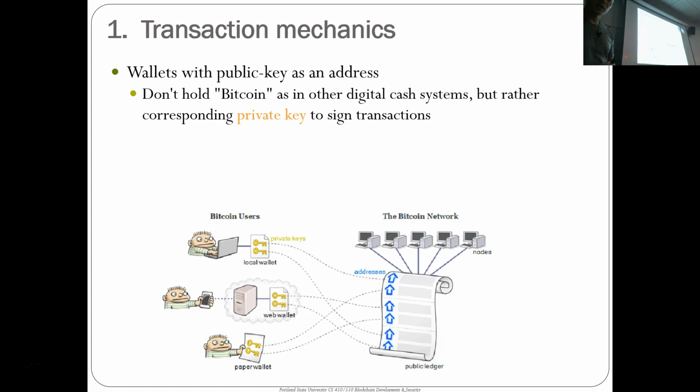All right, so now we're going to dive into the details of this thing. The first thing we're going to talk about are transaction mechanics. We've already covered this using the cryptography stuff, but I want to give it to you in the context of Bitcoin. So in Bitcoin, the wallet address is basically your public key. And again, it doesn't hold Bitcoin like the other DigiCash systems might have.